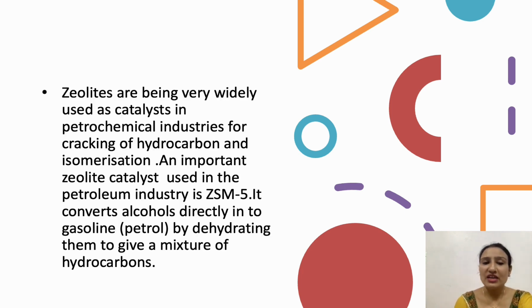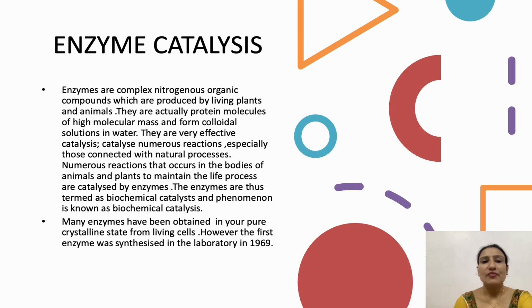Zeolites are very widely used as catalysts in petrochemical industries for cracking of hydrocarbons and isomerizations. An important zeolite catalyst used in the petroleum industry is ZSM-5. It converts alcohol directly into gasoline by dehydrating them to give a mixture of hydrocarbons.